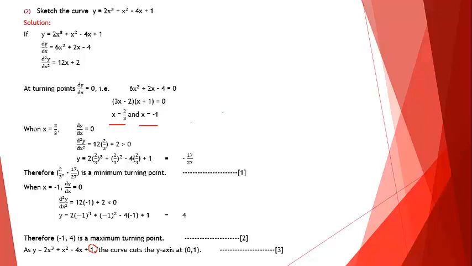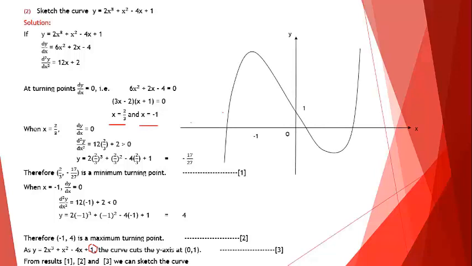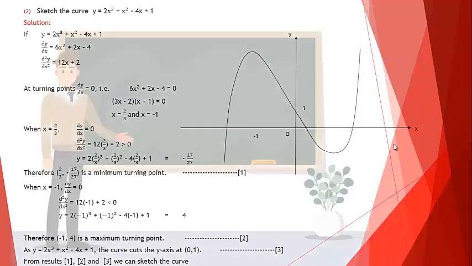So we take it as the third information, and by combining all these three pieces of information, we sketch the curve as the one shown here. We have the point at which the curve cuts the y-axis, and we have the maximum point where x equals negative 1 and y equals 4. Then we have the minimum point where x equals 2/3 and y equals negative 17 over 27. So this is how we analyze dy/dx and d²y/dx² of the equation of the curve to sketch the curve.